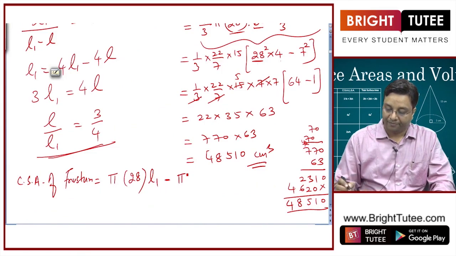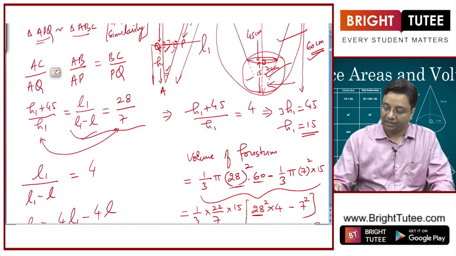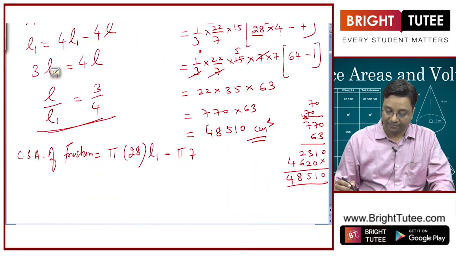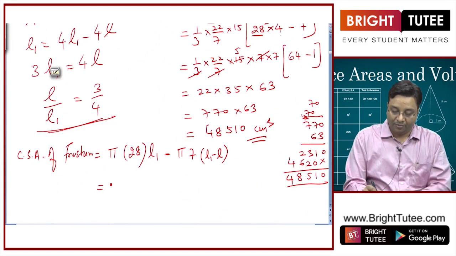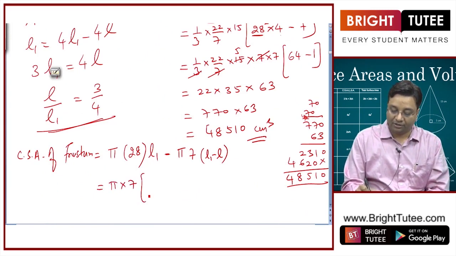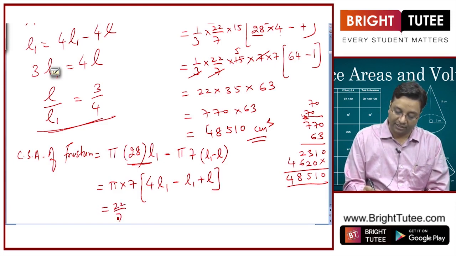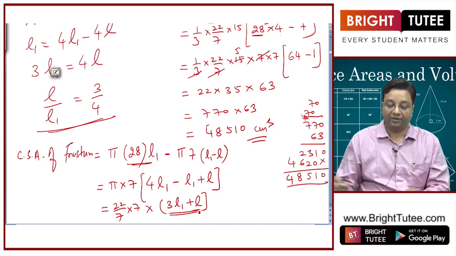minus pi r, which is 7. And what is the slant height of this smaller one? It is L1 minus L. L1 minus L, right? So pi into 7, if I take common, here I will have 4 L1 minus, this is L1 minus L. So this is equal to 22 by 7 into 7 into (3 L1 plus L). Now look at this L1 and L.